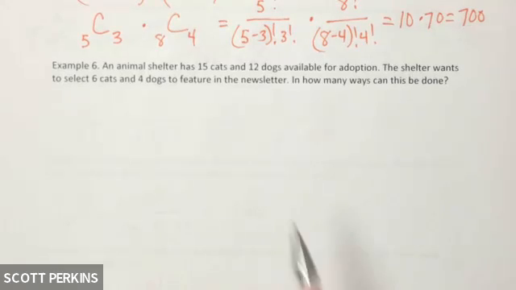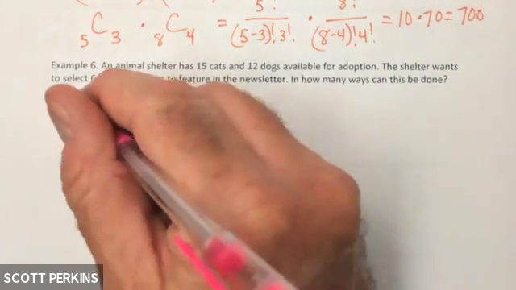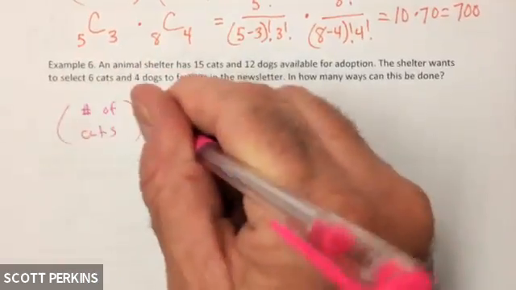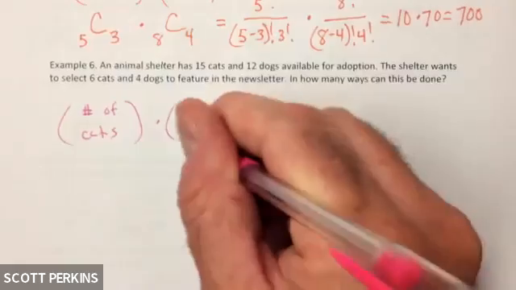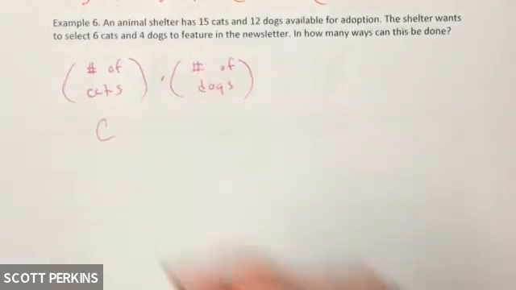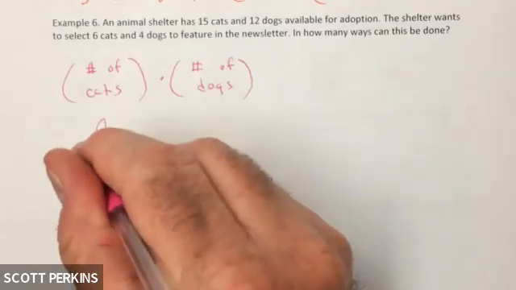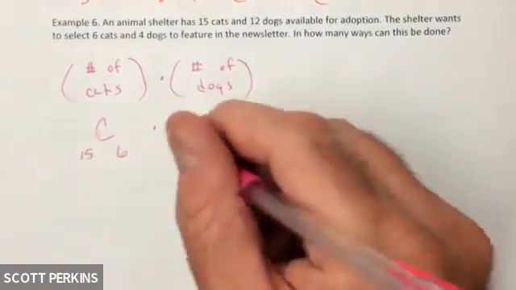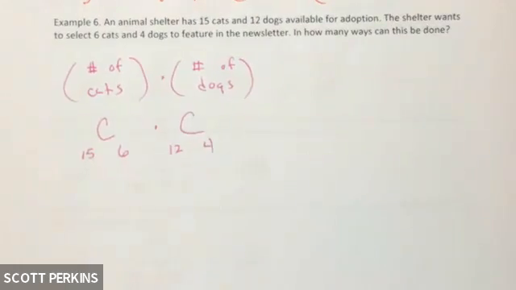All right, so we've got 15 cats, we've got 12 dogs. We want to make a newsletter. Again, there's no indication that order is important to us in how we're doing any of this. So this is going to be the number of ways to pick the cats times the number of ways to pick the dogs. And so for my cats, it's a combination problem, and I've got 15 cats, and I'm choosing 6 of them. And then the dogs, I've got 12 dogs, and I'm choosing 4 of them.